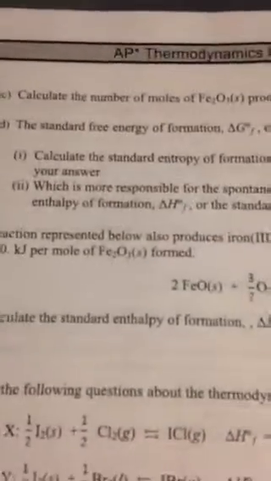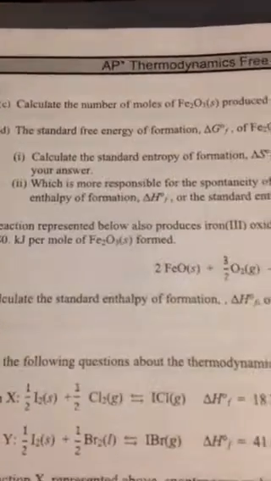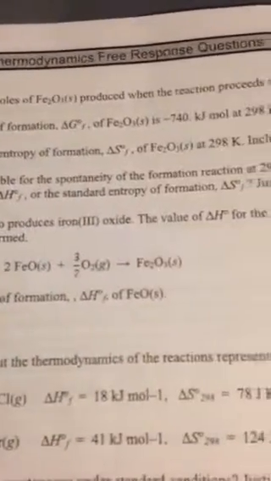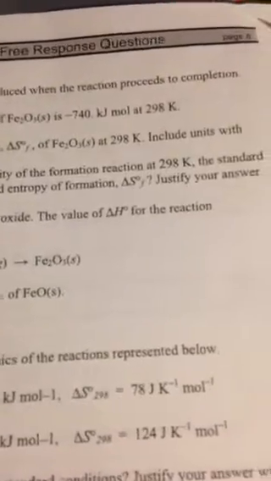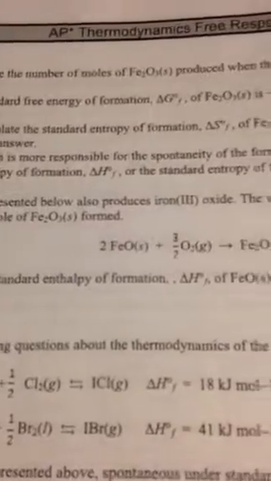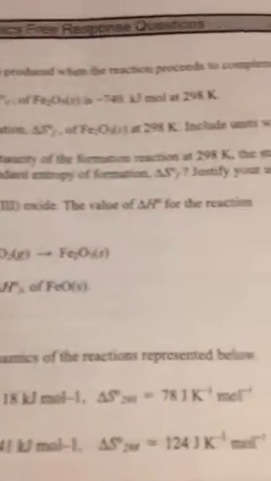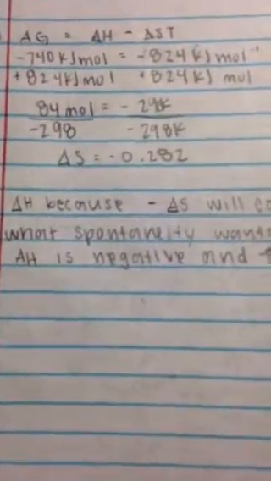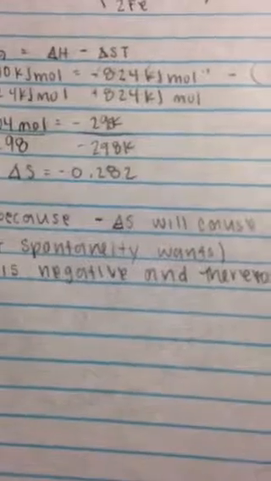And the last question is, which is more responsible for the spontaneity of the formation reaction at 298 Kelvin? The standard enthalpy of formation, change of H, or the standard entropy of formation, change of S? Justify your answer. And I said change of H because negative change of S would cause more order, which is not what spontaneity wants. The enthalpy is negative and therefore causes spontaneity.